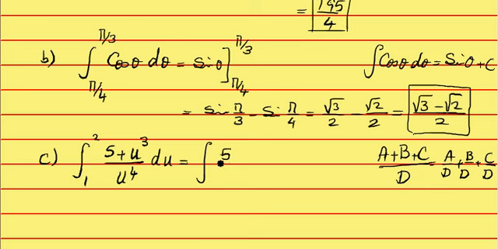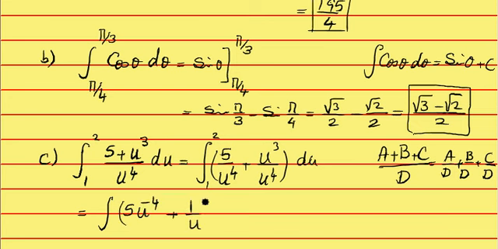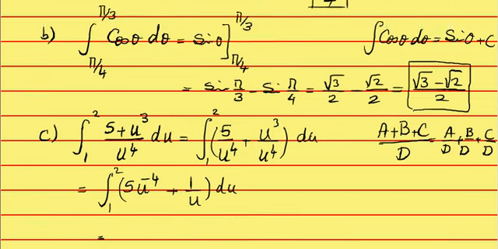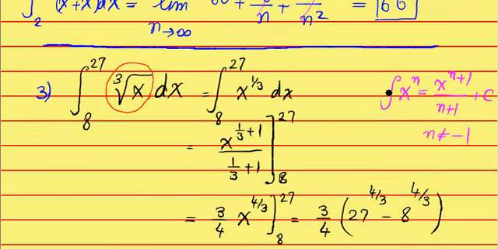So this can be broken up: 5 over u^4 plus u cubed over u^4, then du. Well, how do we write that? This is a 1 through 2. This is 5 u to the power of minus 4, and the other piece is 1 over u. Well, the antiderivative of u to the power of minus 4 is covered by the same formula we had here.